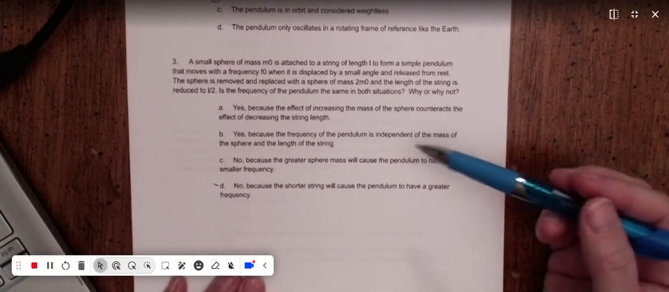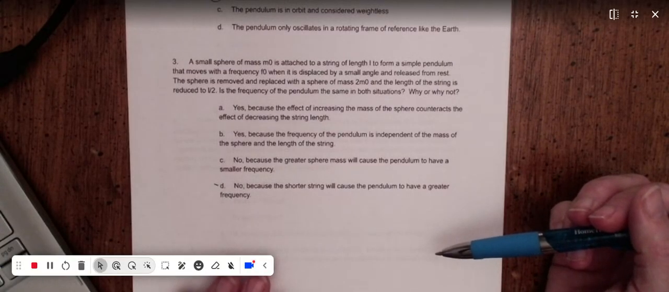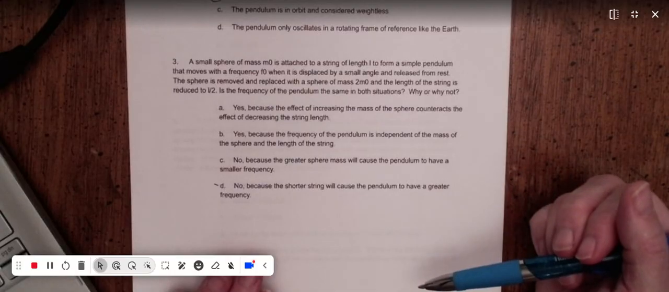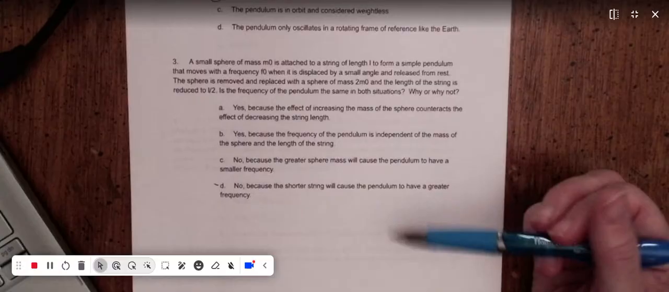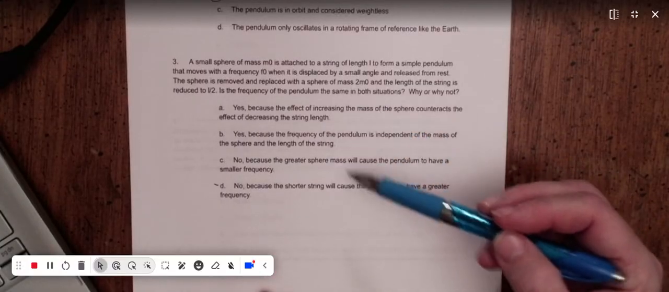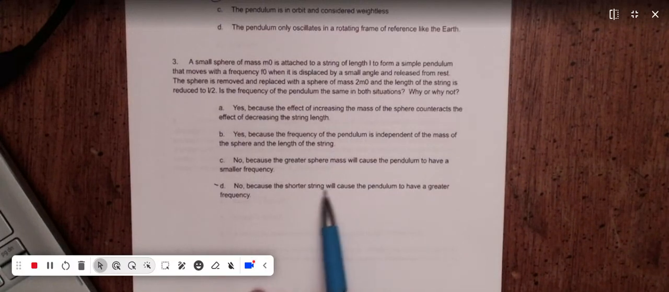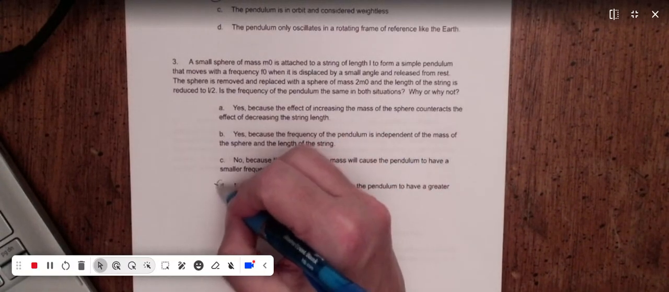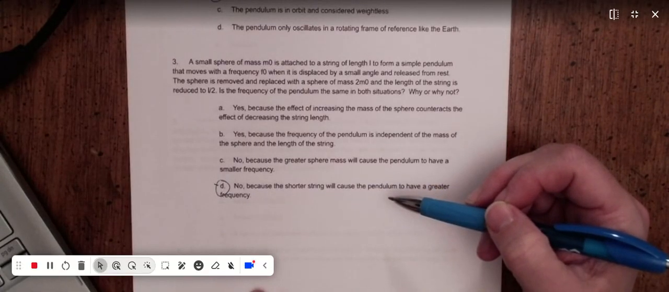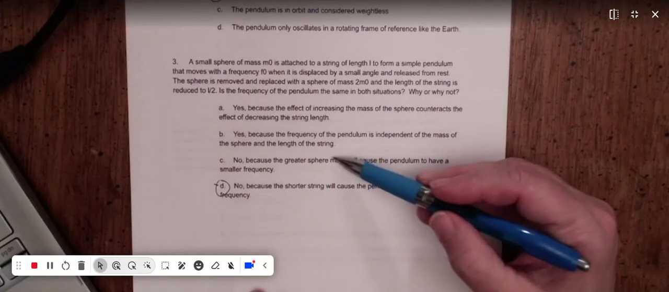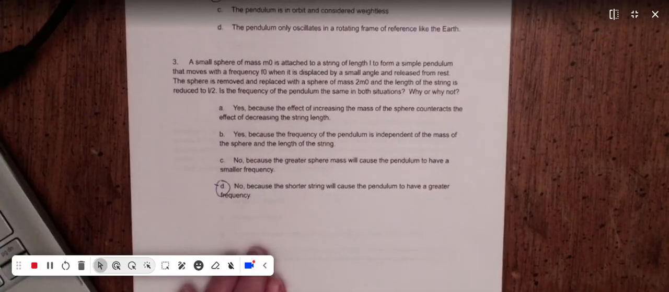Okay, so changing the mass is not going to change the period and frequency of this pendulum, but changing the length is going to affect it. So we know that the frequency will not be the same, and that's because of the length. So it's going to be choice D. We narrowed that down by looking back at the equation, and we know that the mass isn't going to affect the period and frequency. It's the string length that does.